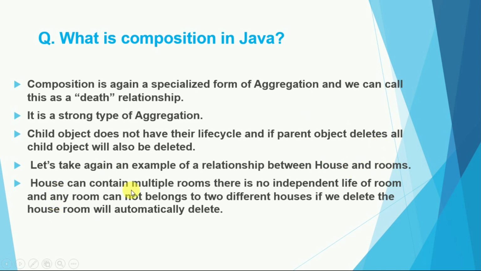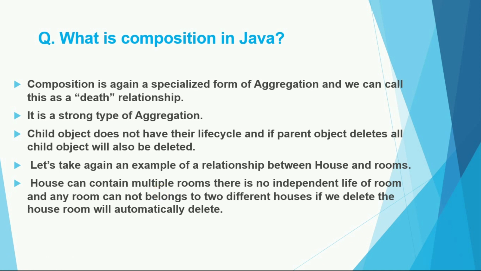A house can contain multiple rooms. There is no independent type of room, and any room cannot belong to two different houses. If a particular room is inside a particular house, that room cannot belong to two different houses. So if we delete the house, the room will automatically be deleted. Okay, so it is a strong type of aggregation, and there is a death relationship. If one particular object is deleted, then the other object will automatically be deleted.